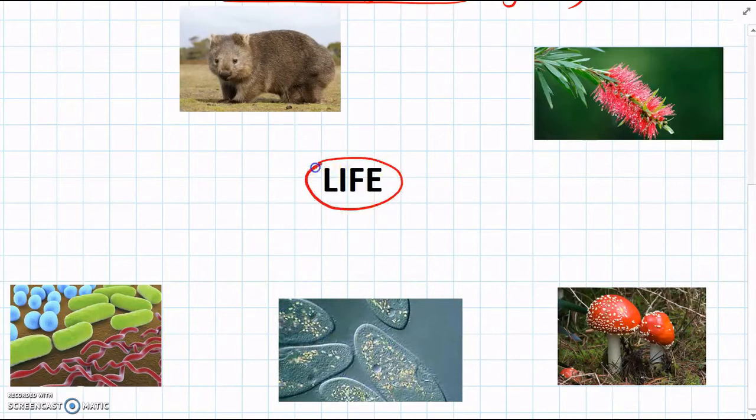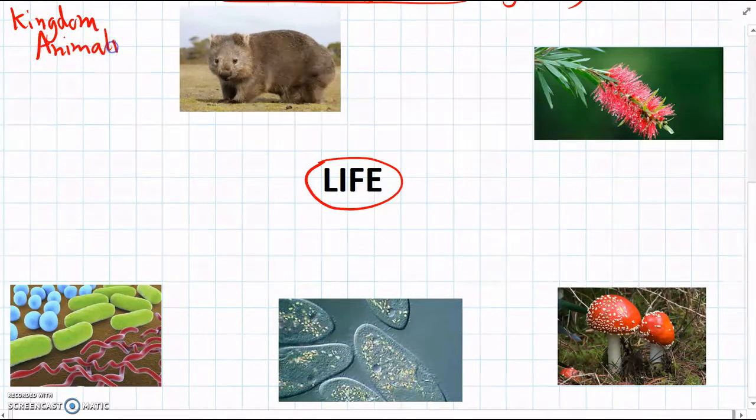So we'll start off with every living thing. And one group of living things is the kingdom Animalia, which is just the animal kingdom. And you might have heard of that term being used. So all the animals are in kingdom Animalia.